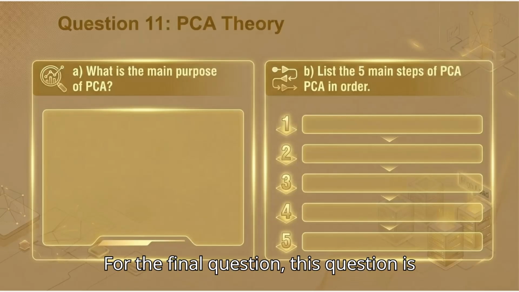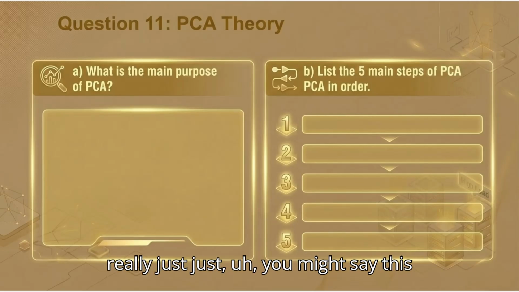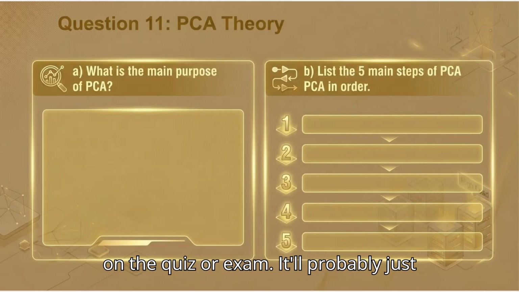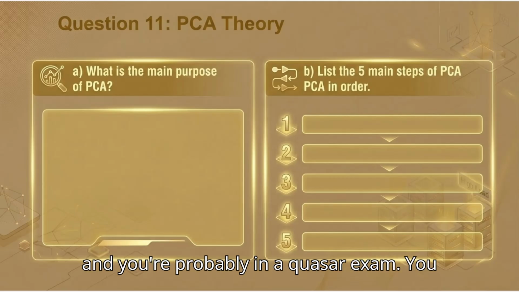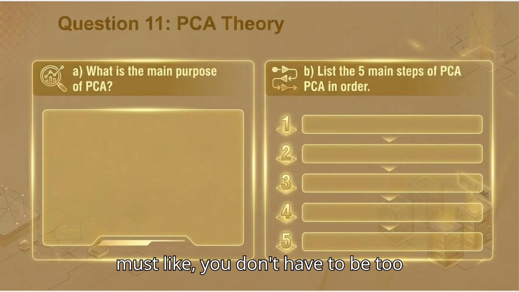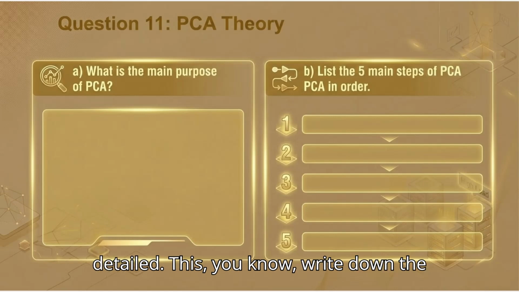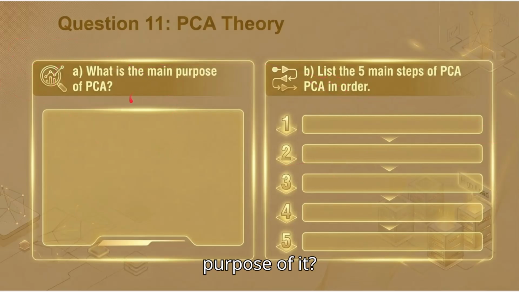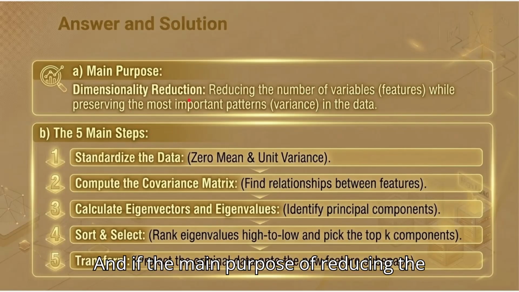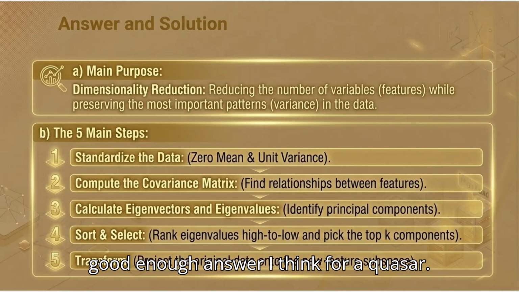For the final question, you might see this on the quiz or exam. It'll probably just be to explain the 5 steps of PCA. In a quiz or exam, you most likely don't have to be too detailed, just write down the basics. But this is a two-parter: the 5 steps, but also what's the main purpose of it. For the main purpose: reducing the number of variables, or features, while preserving the most important patterns, the variance, in the data. That's a good enough answer for full credit in an actual test.